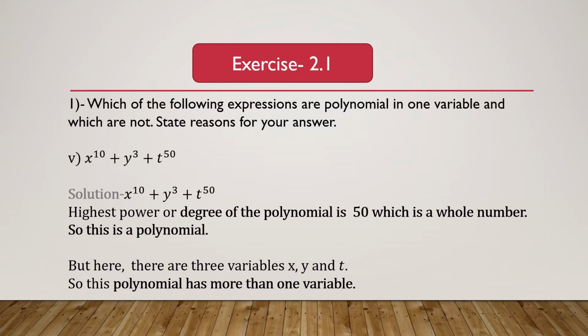Here the first term is x to the power 10, and the variable is x. In the second term y cube, the variable is y. In the third term t to the power 50, the variable is t. Here three variables x, y and t are present. So this polynomial is not a polynomial in one variable. Here three variables are present, so this polynomial has more than one variable.